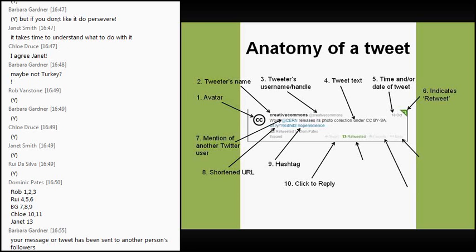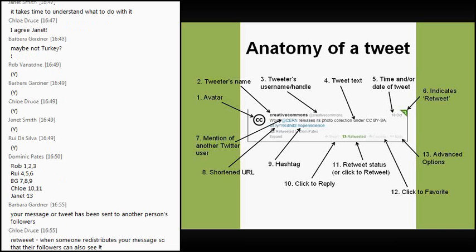The hashtag, obviously, the means of replying to somebody's tweet, a retweet status showing that something has been retweeted, or showing the ability to retweet if you haven't done that. Clicking on something to favorite it, was number 12, I missed out earlier on. And more, as we left for Janet, these are where you find the advanced options. So I'll leave you to find a tweet and see what those advanced options are.